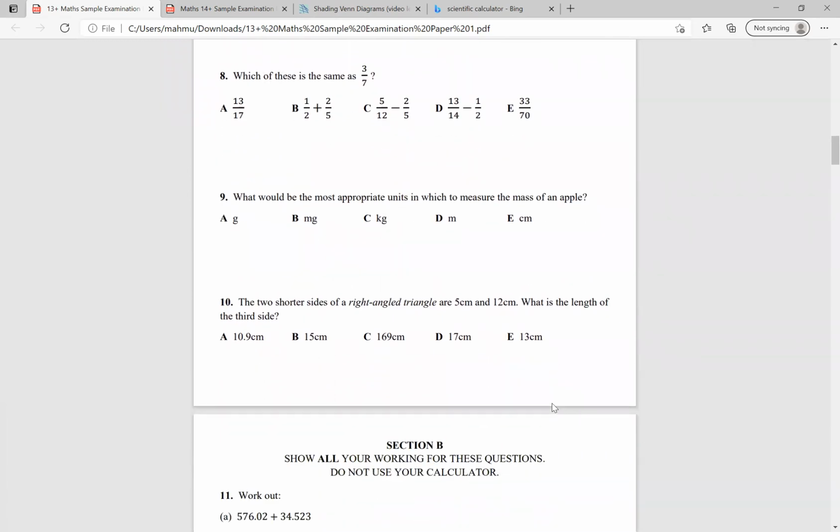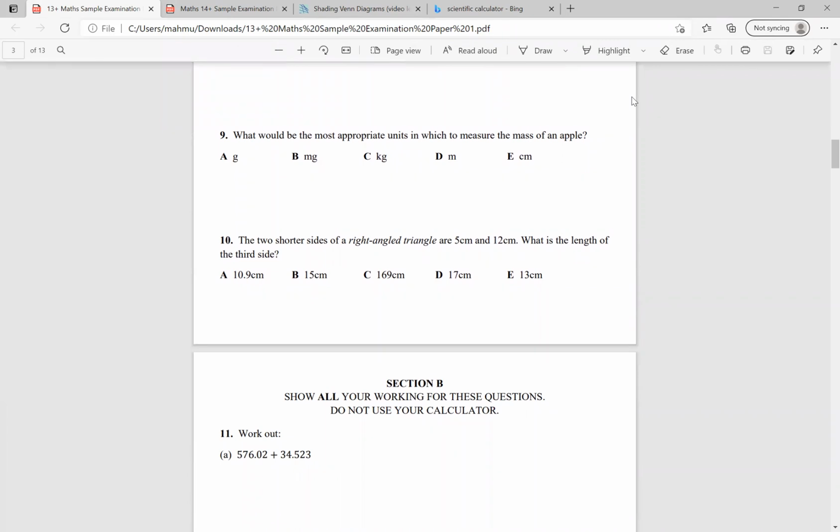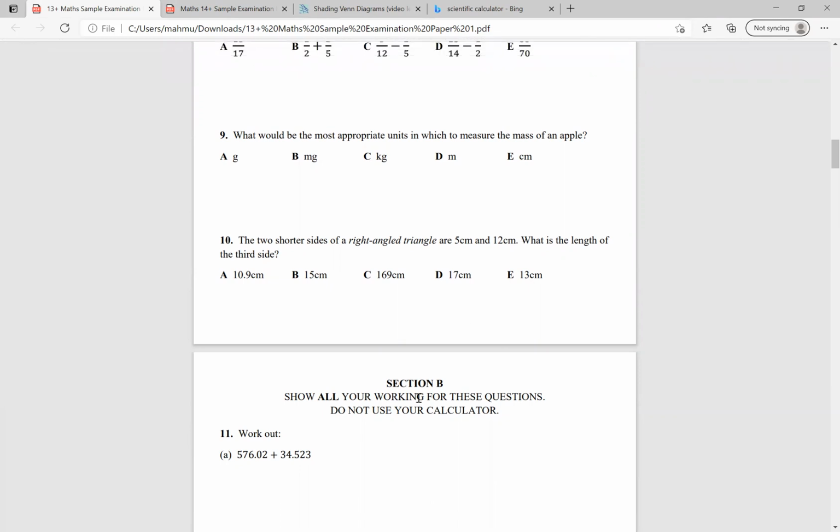Two sides of a right-angled triangle are 5 and 12. Work out the length of the other side. So use trigonometry again here. So basically you're going to do 5 squared plus 12 squared, and then square root the answer. So 25 plus 144, 169, square root of 169, you should get 13, E. That E is the correct answer.